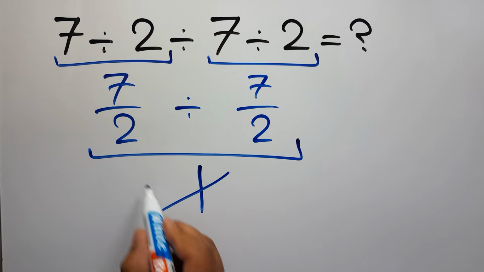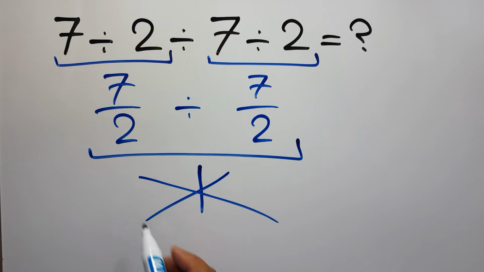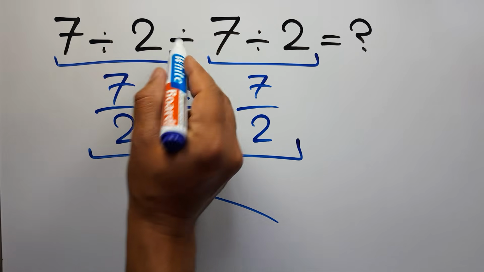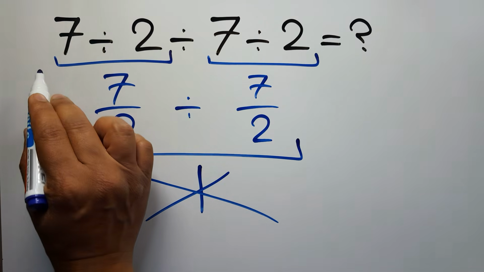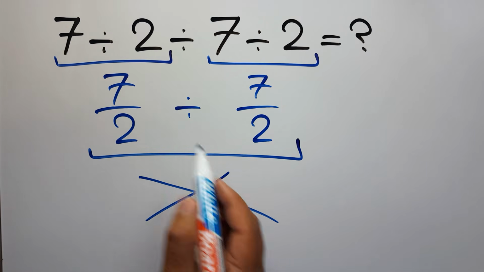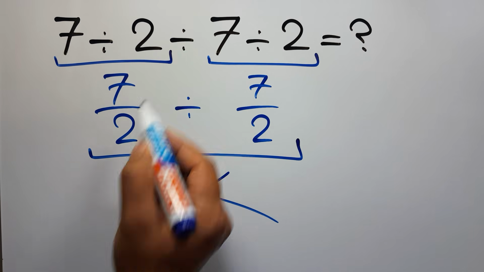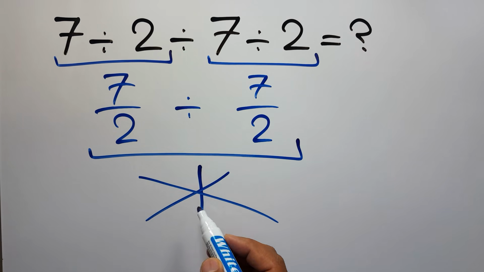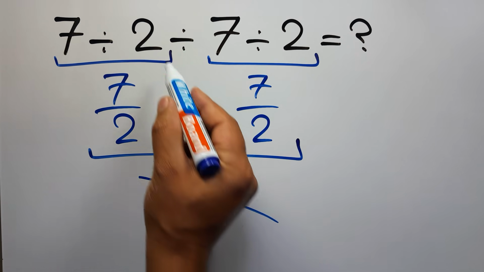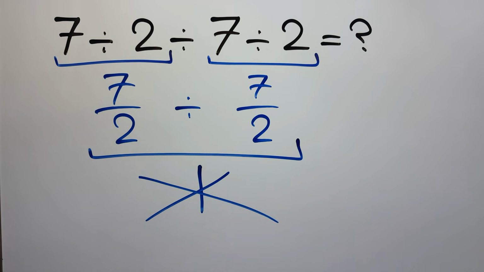But this answer is not correct because according to the order of operations, when we have more than one division in an expression, we have to work from left to right. So therefore, first we have to do this division, then this division, and finally this division. If we do this division before this division, it is wrong.